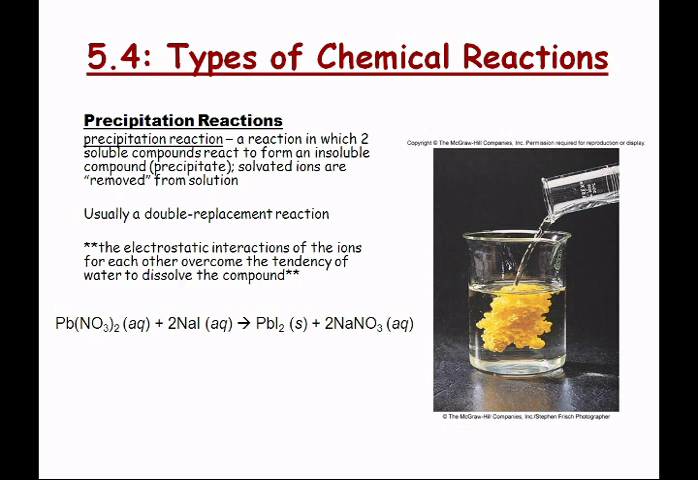When you mix these two solutions together, like you see up here, this is a clear solution prior to the solutions being poured together, and this is a clear solution up here. So both of these are clear solutions, but when you mix them together, what happens? We get this yellow stuff forming. That yellow stuff is the lead iodide solid. And you also get the two other ions, the nitrate and the sodium, coming together in a solution. But what's really interesting and important is the lead iodide.